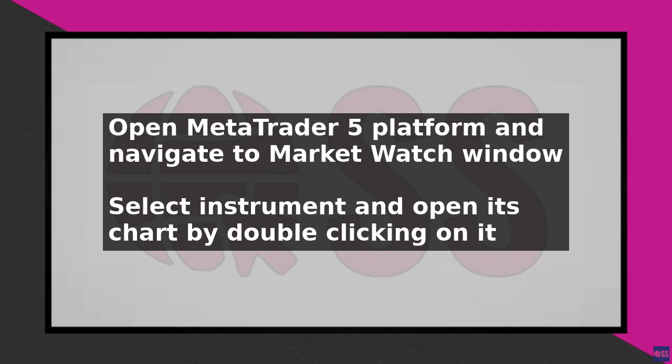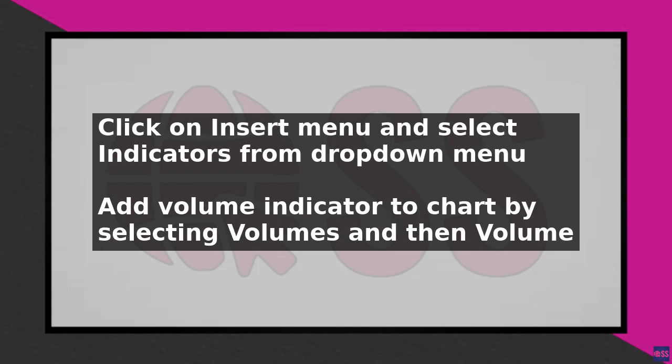Once the chart is open, click on the Insert menu at the top of the screen and select Indicators from the drop-down menu. In the Indicators window, click on Volumes and then select Volume. This will add the volume indicator to your chart. The volume indicator will be displayed below the price chart and will show the trading volume for each period.